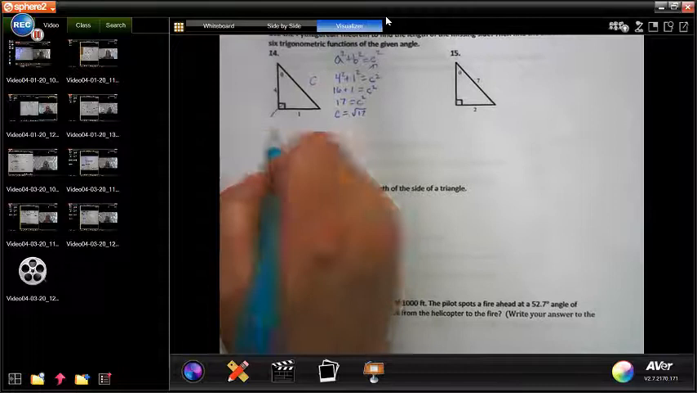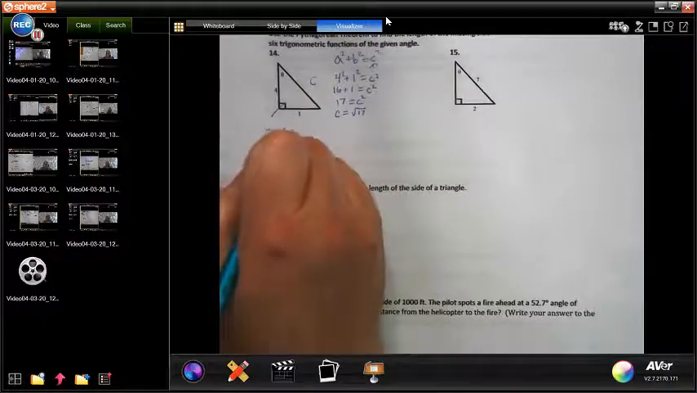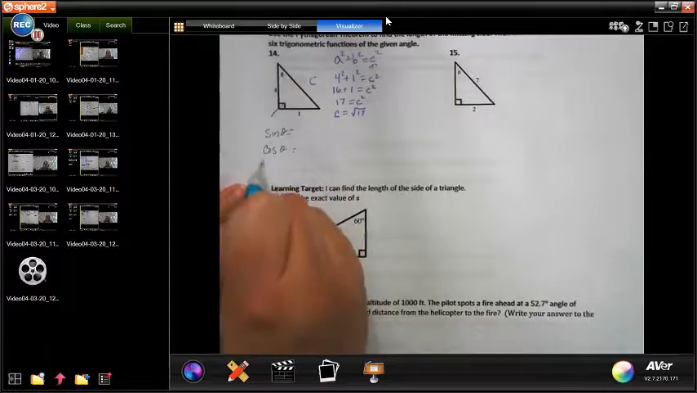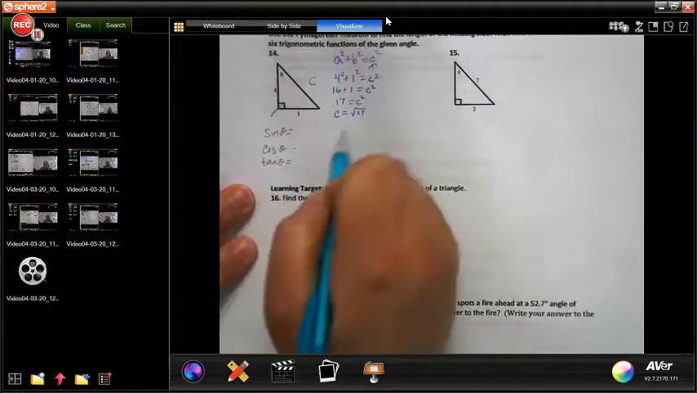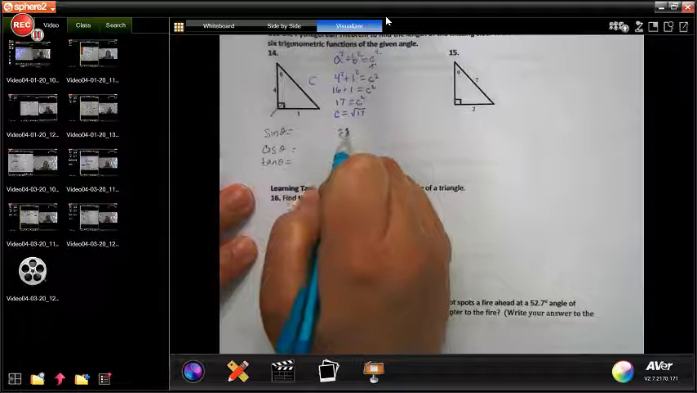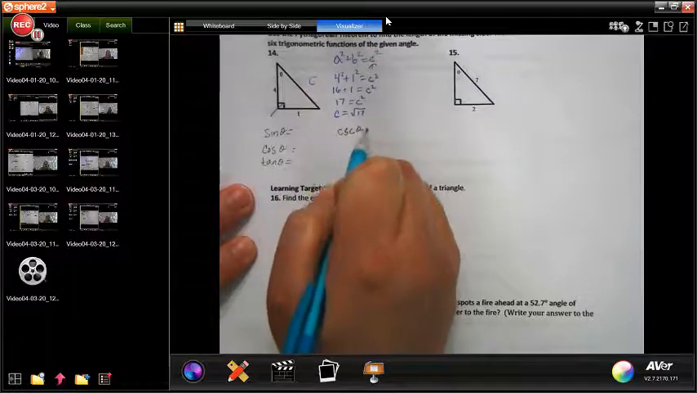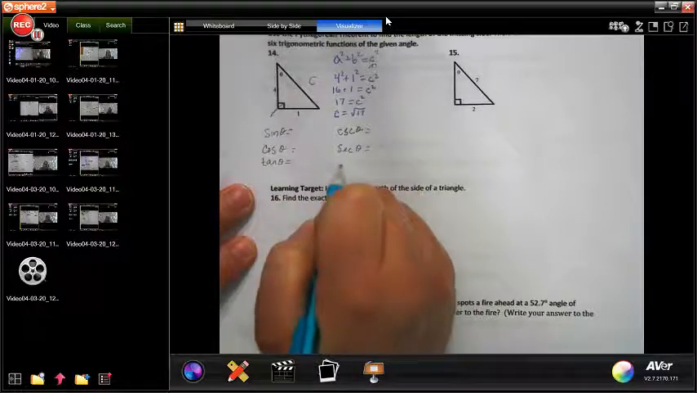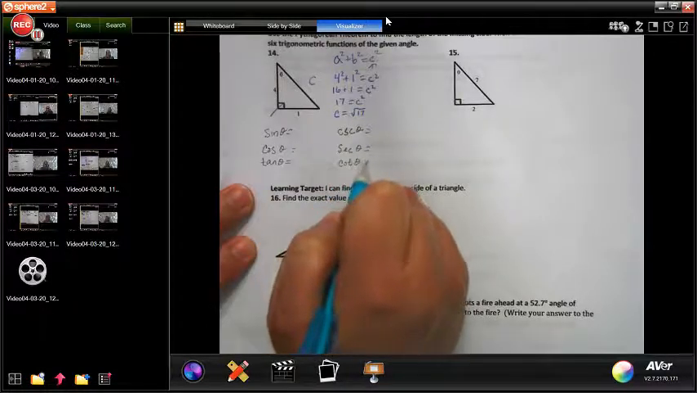So sine, cosine, tangent, cosecant, secant, and cotangent. Okay.